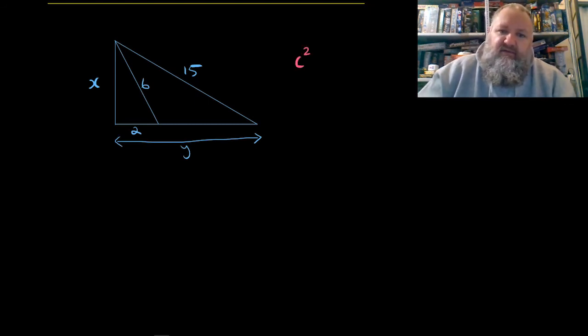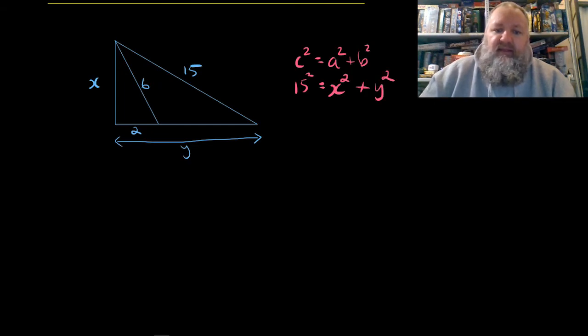I know my c squared is equal to a squared plus b squared. I'm going to substitute in. I'm going to see for my big side, where my y is. It will be 15 squared equals the shorter sides, x squared plus y squared. And now I've hit a problem. I've got two unknowns here. This is not an easy thing to solve. So what I'm going to do is ignore all of this for the time being. I'm going to put a pin in that.